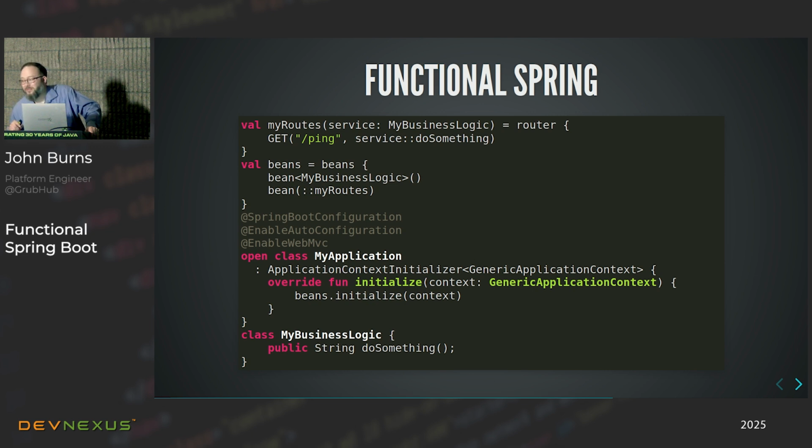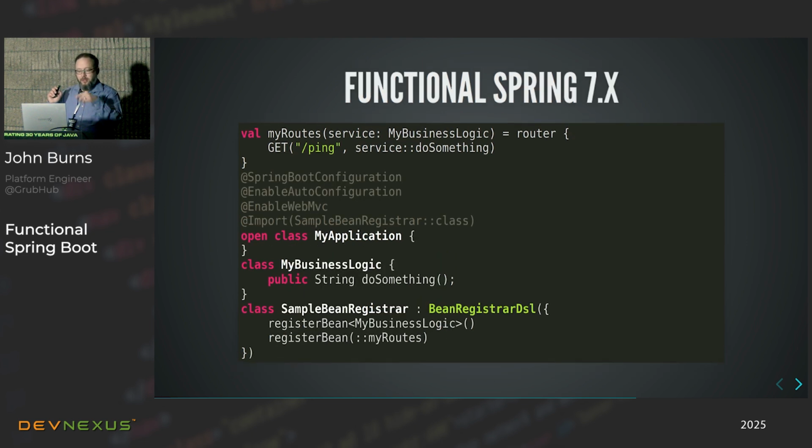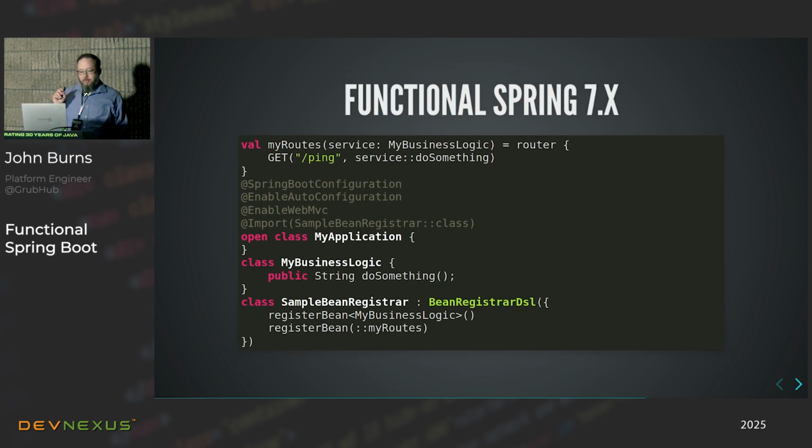Okay, so coming in Spring 7, this PR is not merged yet, but it looks like this is going to get a little bit easier. There's going to be a new thing called a bean registrar DSL, which gives you access to the bean declaration DSL in a way where it's more seamlessly integrating with a regular Spring Boot app. Right? So you can just do this at import, point at the bean registrar, and the bean registrar looks like that at the bottom there. And then it's very similar to the beans DSL that we saw before. So this will get easier in Spring Boot 7.